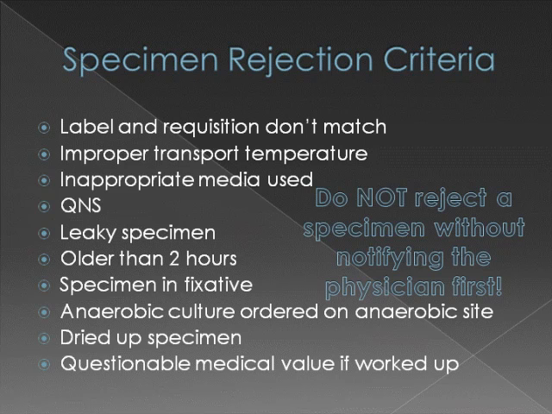The last one there says questionable medical value if worked up. An example of this would be if you've got blood cultures that were collected and you find one bottle that was positive and it comes back as coag-neg staph. This can be questionable because it might be a contaminant. So in that case, you might want to reject the specimen. It does depend upon your protocol again. And then another one would be if you've got greater than 3 colony types in a urine, you wouldn't want to work that specimen up because that probably considers contamination.